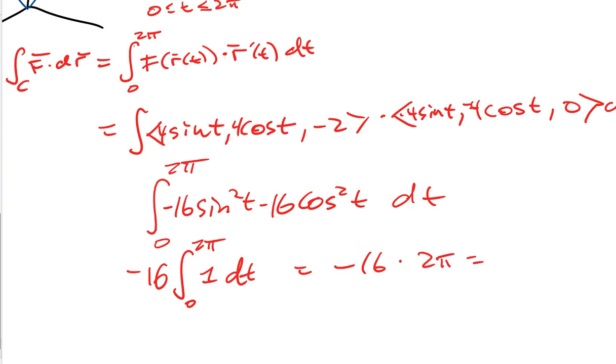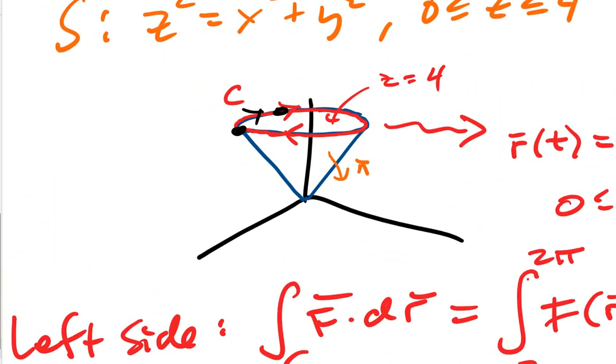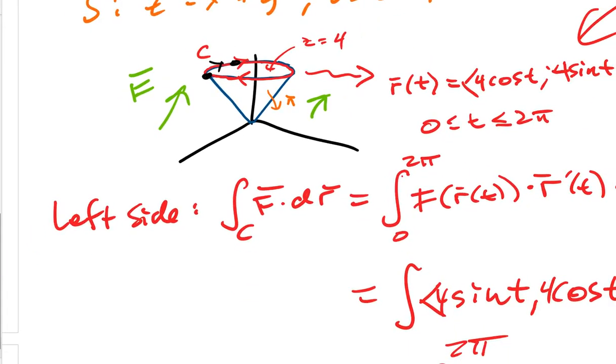Times 2 pi. So we get negative 32 pi. And there's our answer. Okay. All right, so whatever this force field looks like, I don't know what it looks like. Who knows? There's F. It's got a bunch of arrows going. The work done by the force field on a particle going around this circle is going to be negative. So it's working against the path.